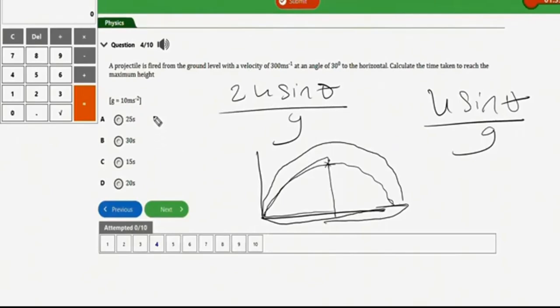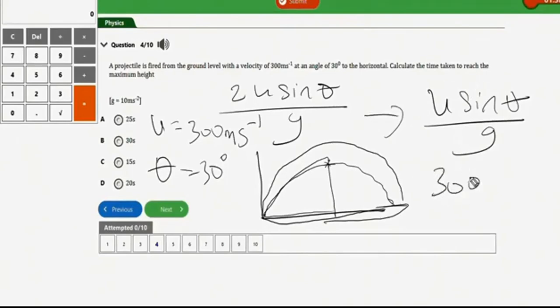Our u in this question is 300 meters per second and our theta is 30 degrees. So when you plug it into this formula, I'm going to have 300 sine 30 degrees over 10. This will cancel this. So we are left with, let's punch this on the calculator, 30 times, now sine 30 is 0.5. Take note of it.